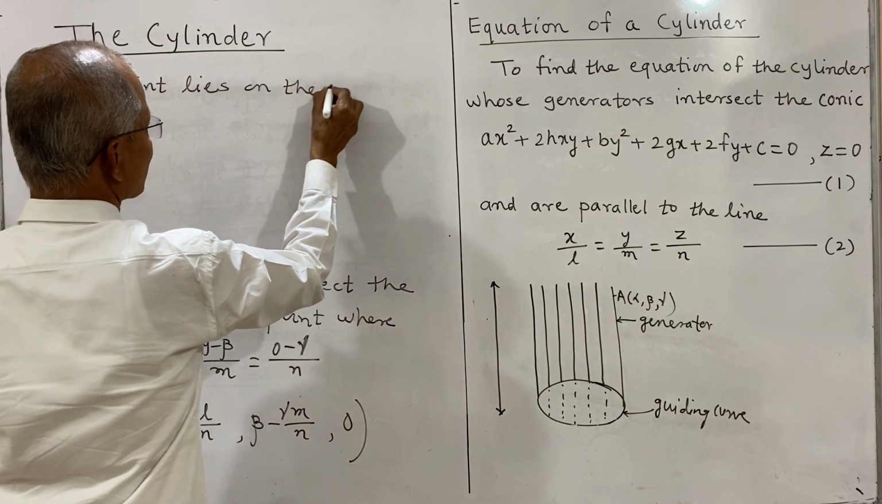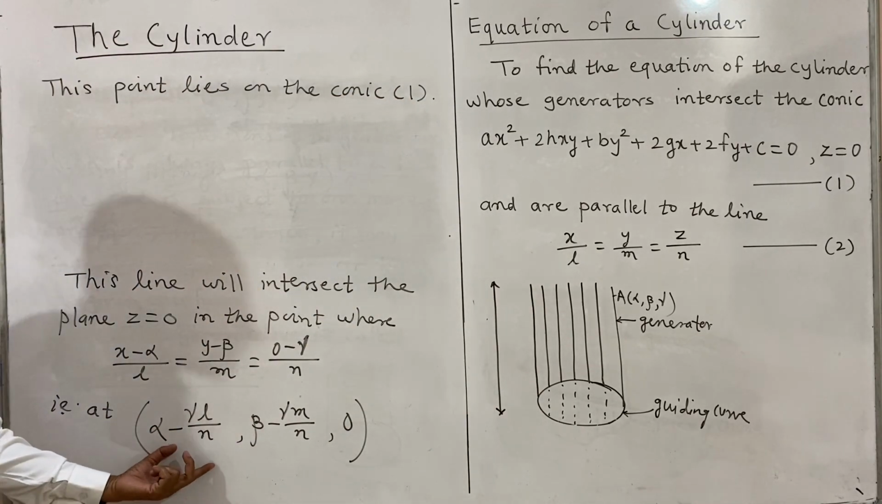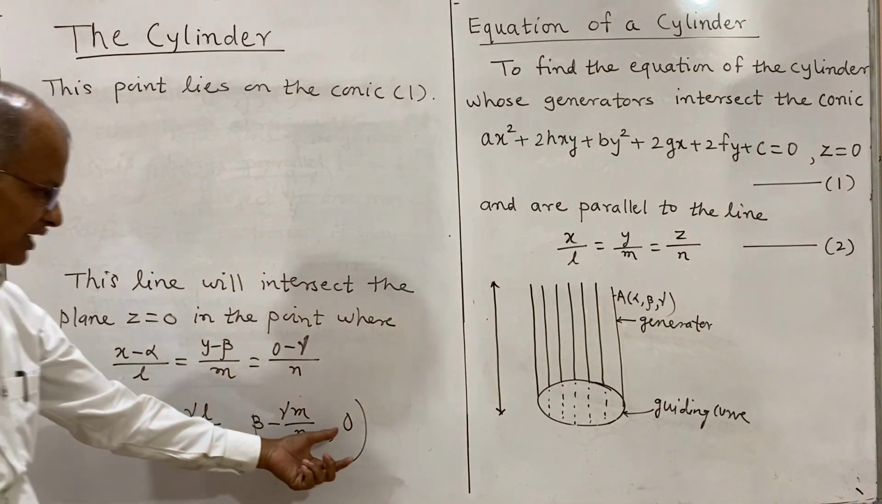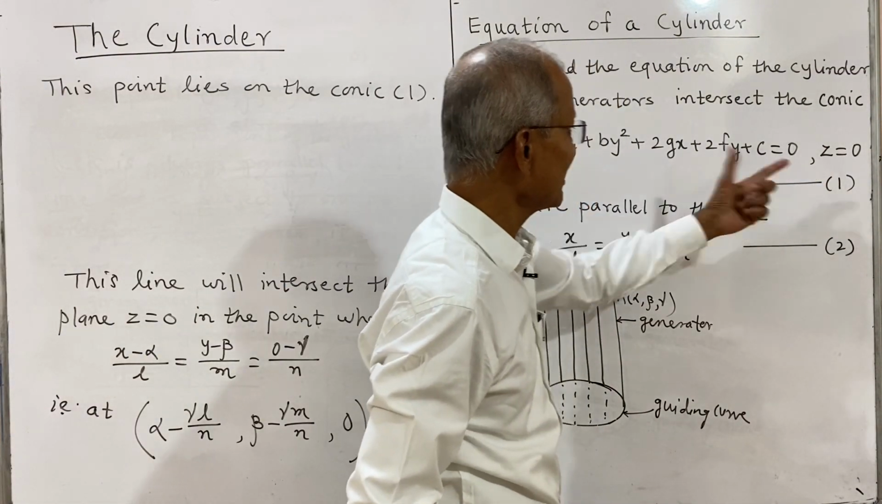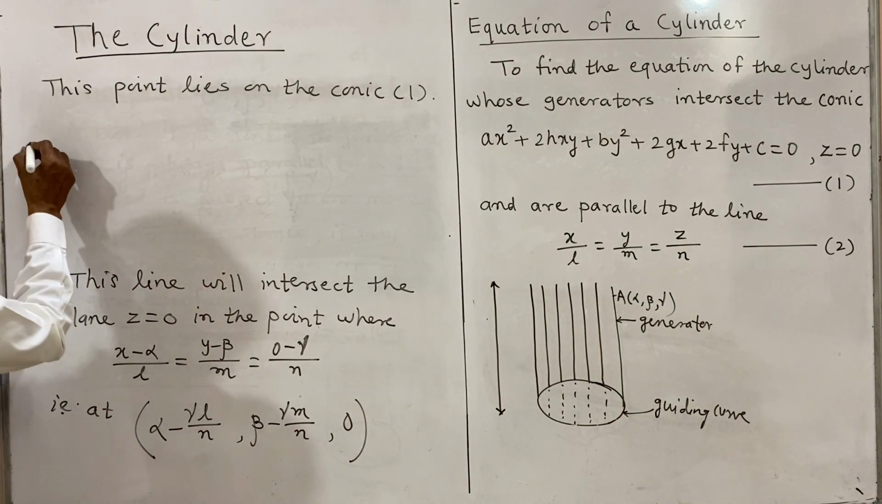On the conic 1. So therefore the coordinates of this point must satisfy this equation. Both equations are satisfied, z is equal to 0, that we have used earlier. Now we use this condition: a into x, x is this value.